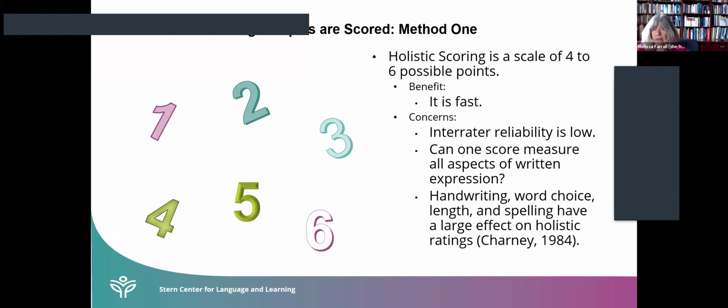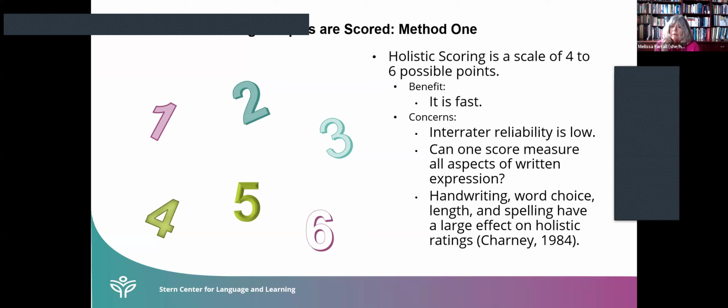So how do we score writing samples? We have different ways of scoring writing samples. We have something called holistic scoring. I'm presenting this as method number 1. It can be a scale of 1 to 4 or 1 to 6. People like it because it's pretty fast.